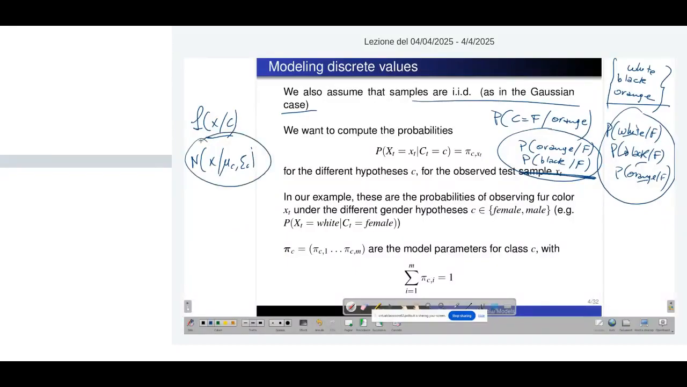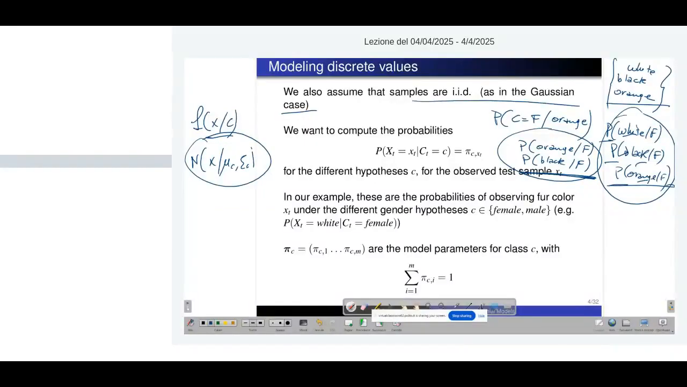For any value of the feature, I can compute the corresponding probability. That's the same as in the continuous case. With the Gaussian density, for any value of x, I can compute the corresponding likelihood. In the discrete case, for any value of x, which can be white, black, or orange, I can compute the corresponding likelihood. Since it's discrete, it's actually also a probability. So here we use the word probability, P, because these are actual probabilities.